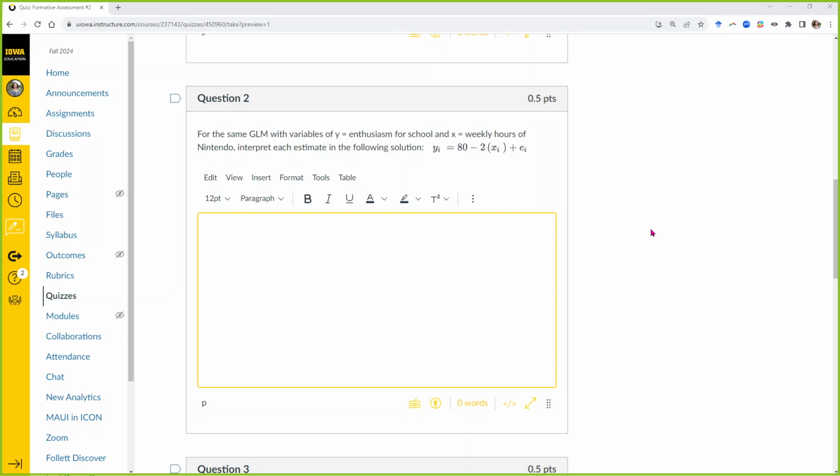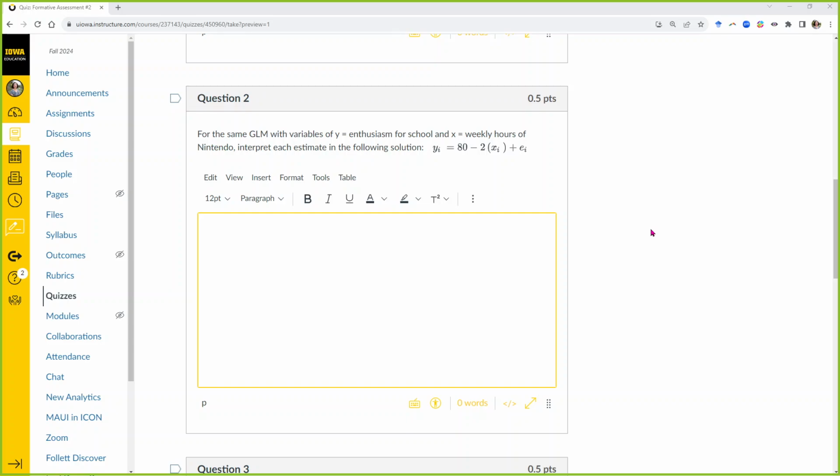Exactly. So in walking through this step by step, 80 represents when we cancel out the hours played for Nintendo. So when an individual plays 0 hours of Nintendo, their enthusiasm for school value is expected to be 80. Some of you asked on the homework what that actually means. We talked about it and we came to the solution that it's basically a 0 to 100 scale. If we just pretend it's a 0 to 100 scale, it's a feeling thermometer. That's a thing. And I'm sure it is.